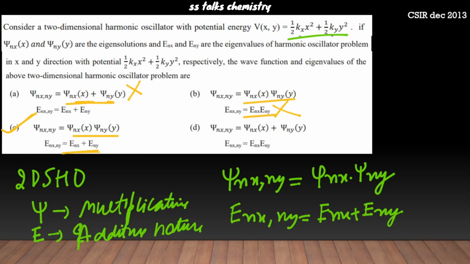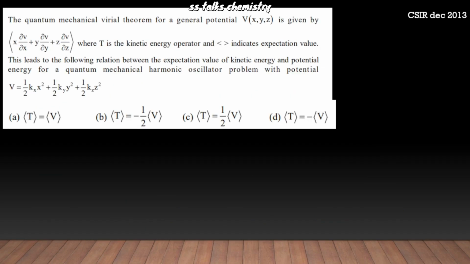Okay. Next, this one now. The quantum mechanical virial theorem for a general potential V(x,y,z) is given by like this, where T is the kinetic energy operator and this average denotes the expectation values of it. This leads to the following relation between the expectation values of the kinetic and the potential energy for a quantum mechanical system of the harmonic oscillator problem. So very easy one, you just have to use the virial theorem for the harmonic oscillator system to find the relation between the kinetic energy and the potential energy.